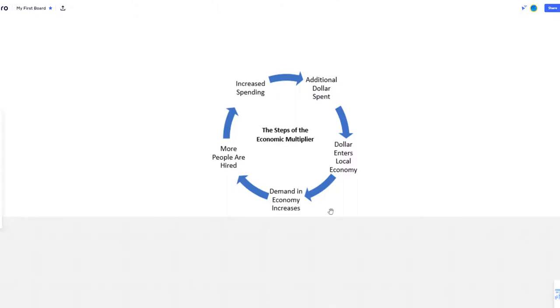So there's this belief that if we increase the amount of dollars in circulation, those dollars are going to enter the local economy, and then that's going to create demand, and then that demand is going to hire people, and then the increased spending is going to create more dollars via lending, and then there's going to be more dollars in the economy, and it's going to be the economic multiplier, okay? But the reality of the situation is that's not how it works, unfortunately.